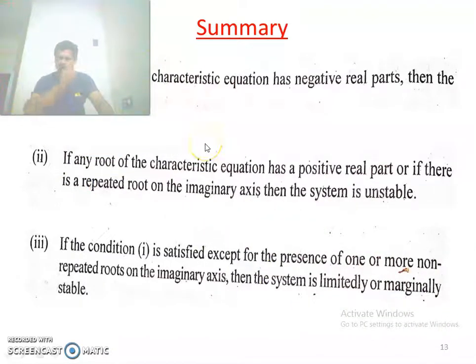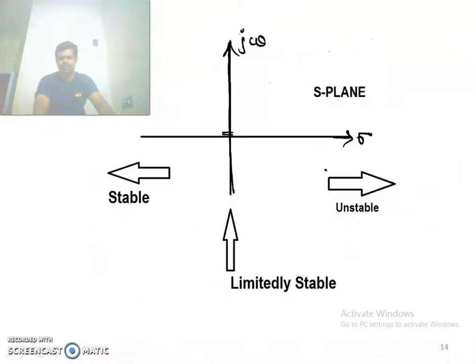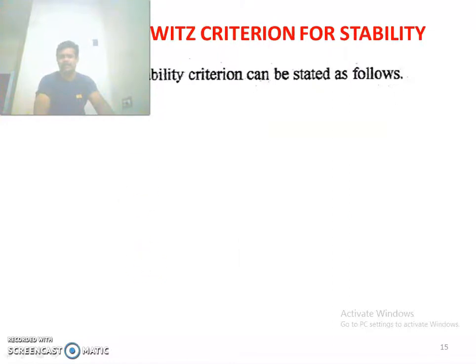If condition 1 is satisfied, except for the presence of one or more non-repeated roots on the imaginary axis, then the system is limitedly or marginally stable. So please listen: this is the real axis, this is the imaginary axis. If you are having the roots on the left half of the S plane, then it is stable. If you are having roots on the right half of the S plane, it is unstable. If you are having the roots on the imaginary axis, then it is limitedly stable.